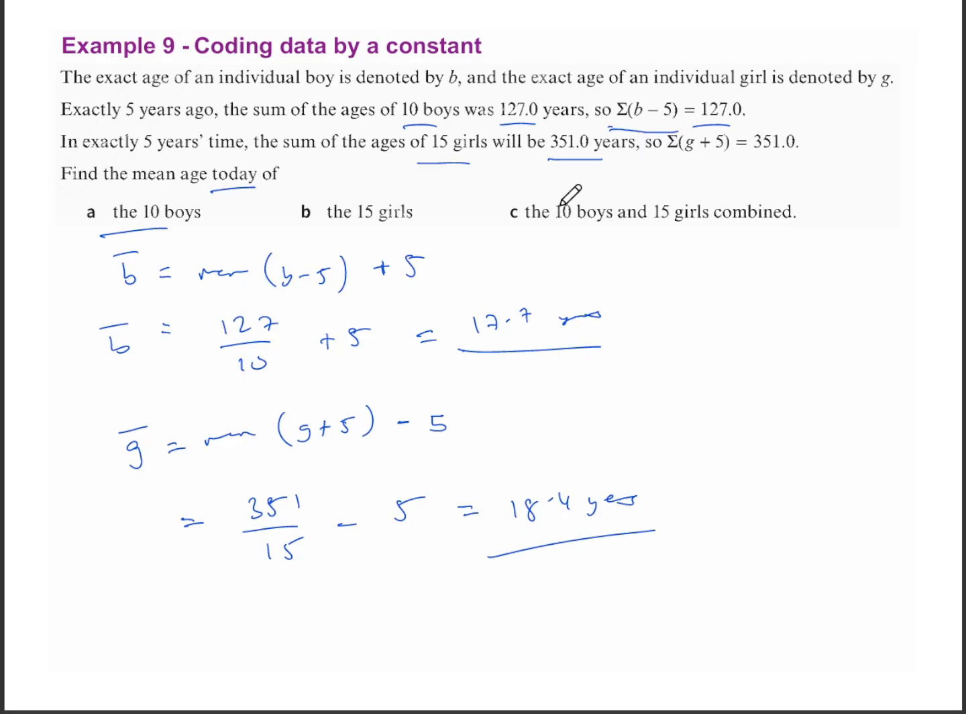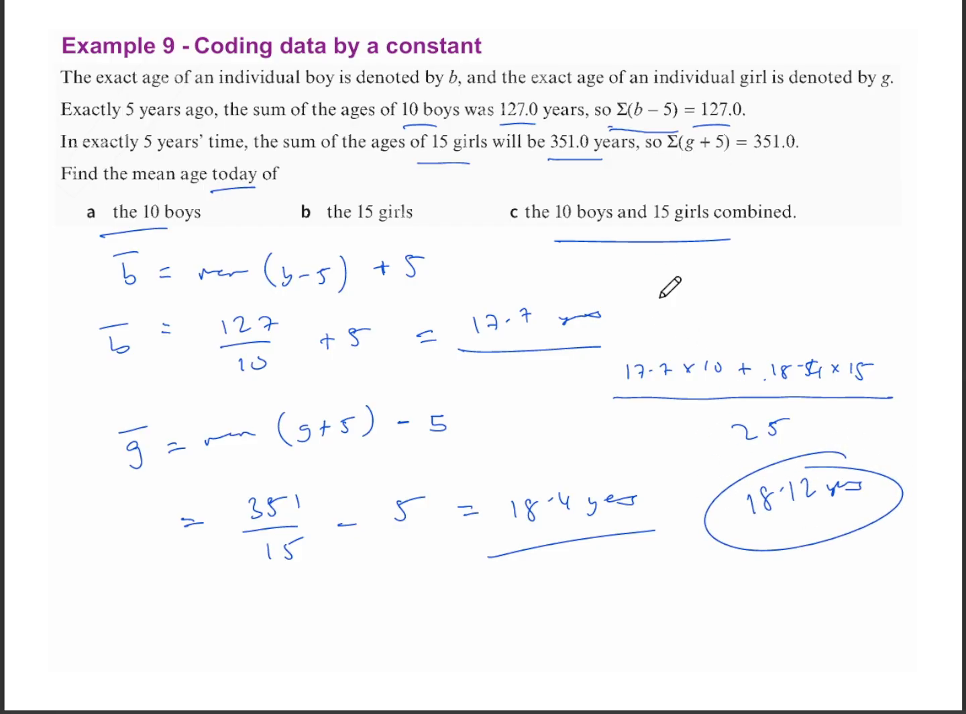And to find the mean age today of the 10 boys and 15 girls combined, we can use the mean age today of the 10 boys individually and the 15 girls individually. How? We will just take 17.7 times 10, which is the total age of the boys right now, plus 18.4 times 15, which is the total age of the girls right now, divided by the total number of boys and girls combined, which is just 25. This is then just going to be 453 divided by 25, which will give us 18.12 years. That's going to be the mean age of the 10 boys and the 15 girls combined.